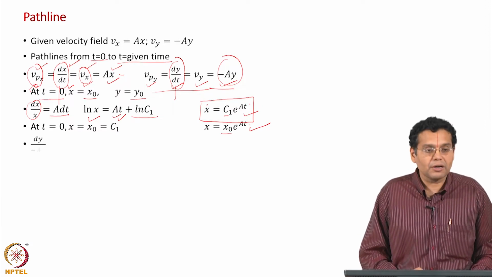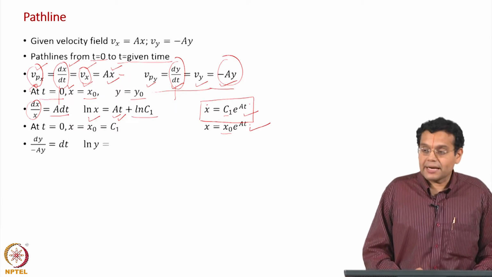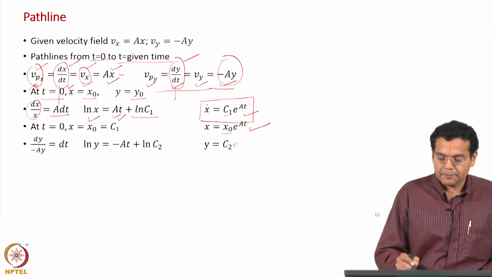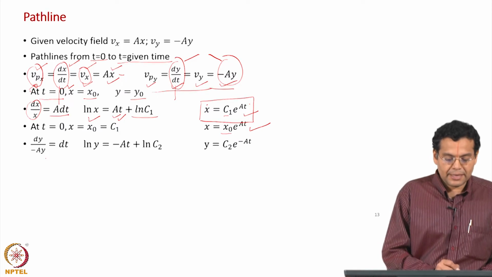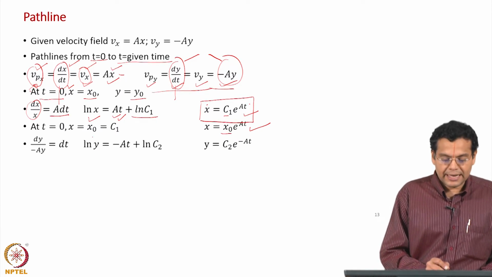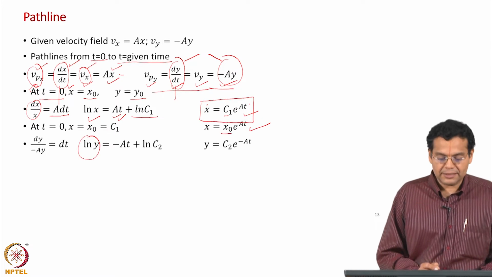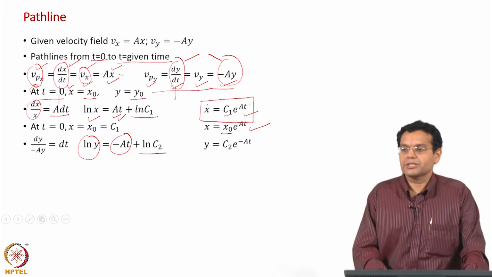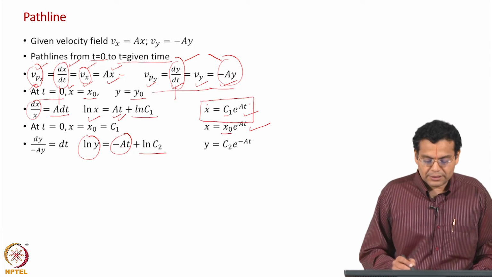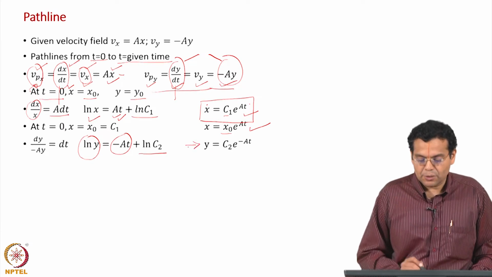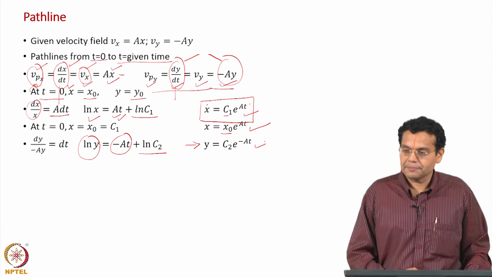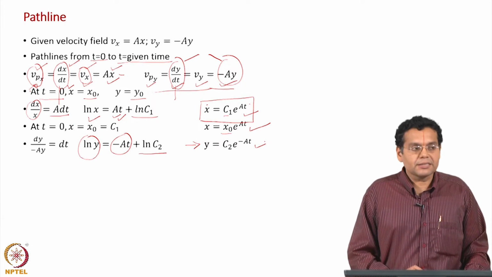Now, let us do this for the y direction also. So, I take this differential equation, dy by minus Ay equal to dt, integrate the left hand side, I get ln y, minus taken to the right hand side, I get minus At for the right hand side, and then the constant is taken as ln c2. Once again, this can be expressed as y is equal to c2 e power minus At. We will have to evaluate the constant c2.